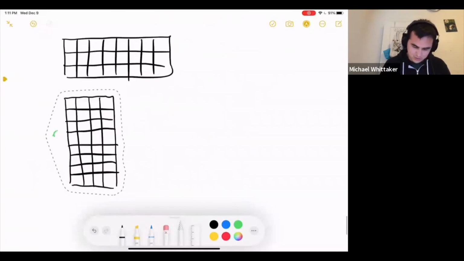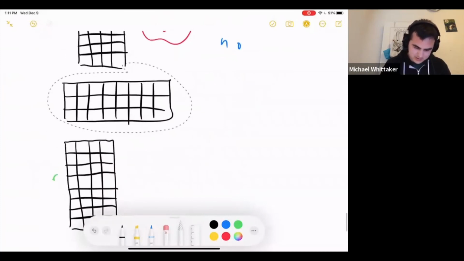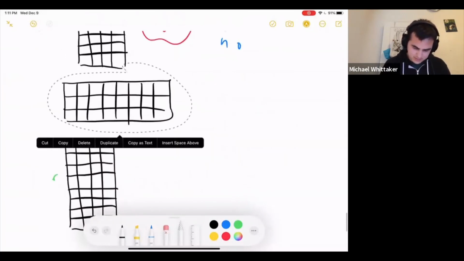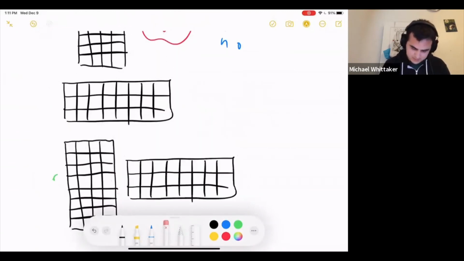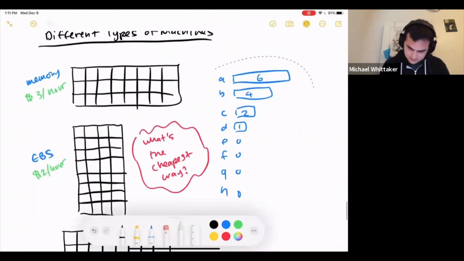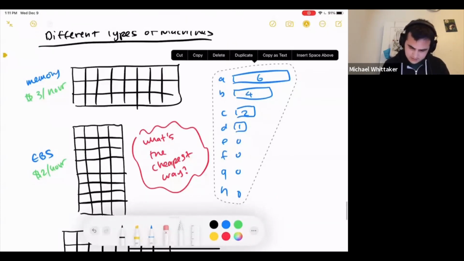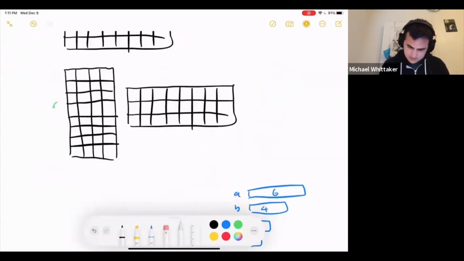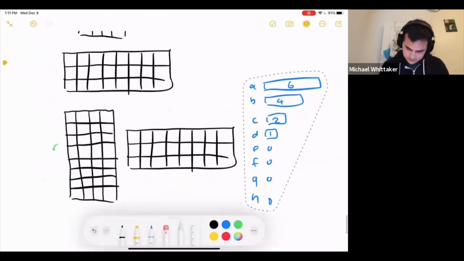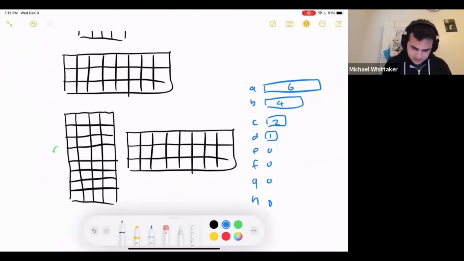All right. So, oh no, 2 memory, sorry. 2 memory. 1 EBS. Okay, let me copy my load. Okay. So here we can definitely go A6, 2, 4, 5, 6. We can go B4, 1, 2, 3, 4. We can go C2, 1, 2. We can go D1, why not? And then we could do maybe E, F, G, H.